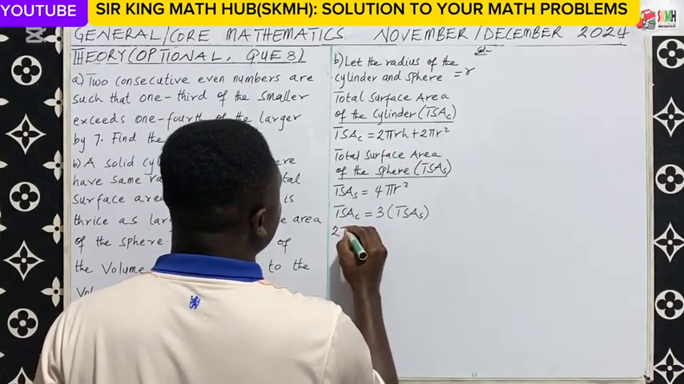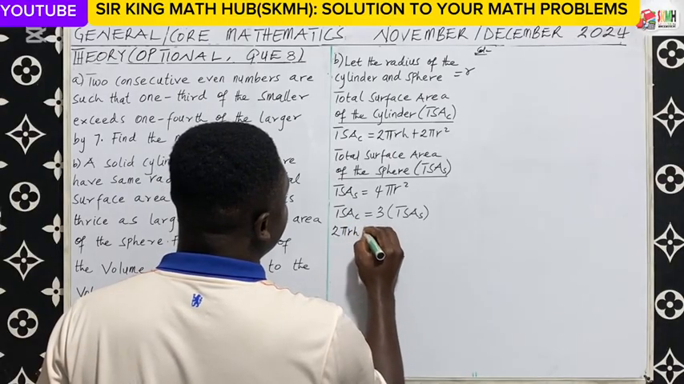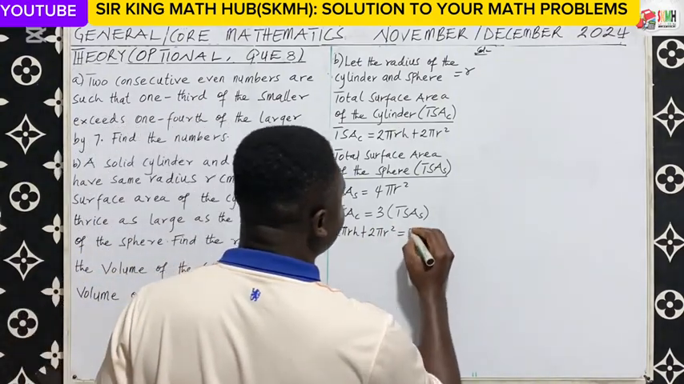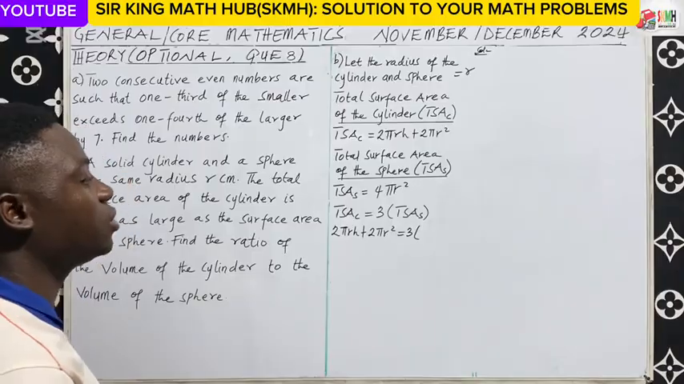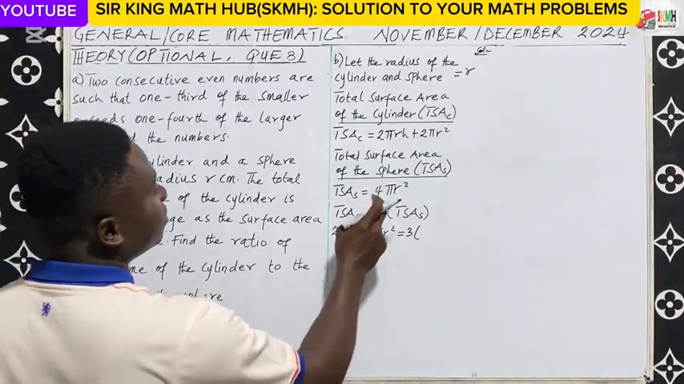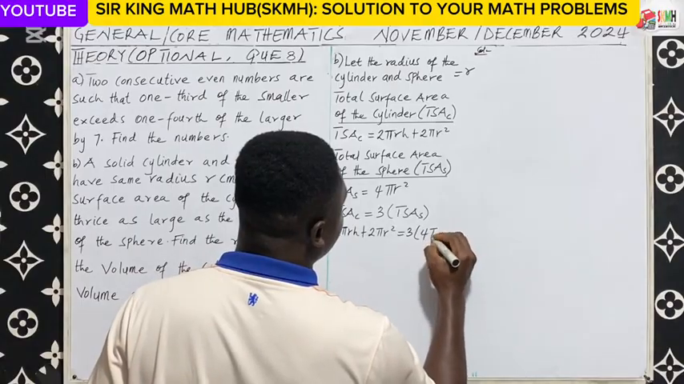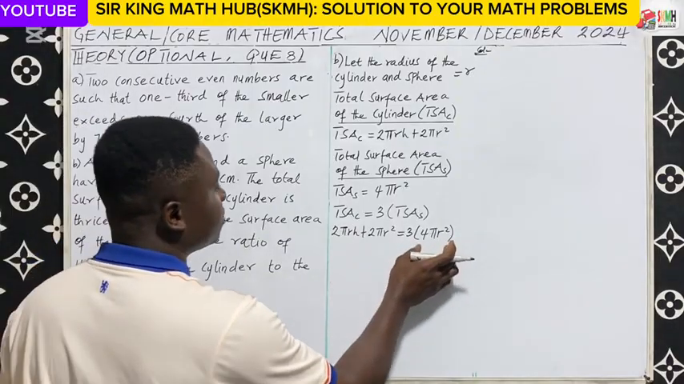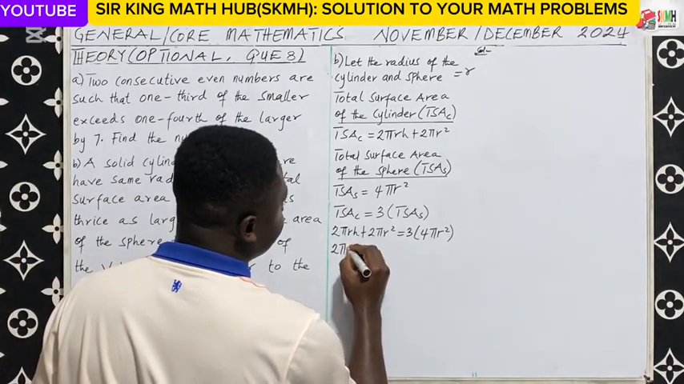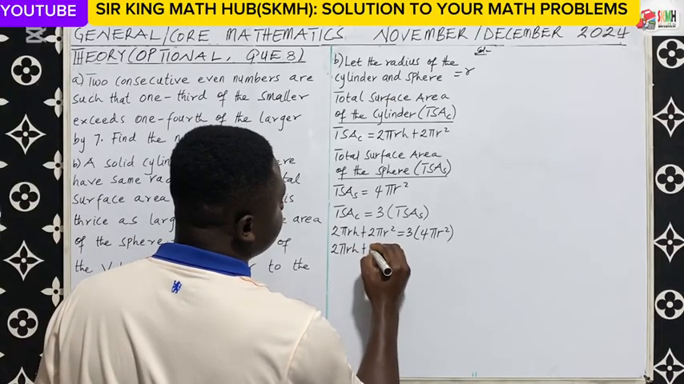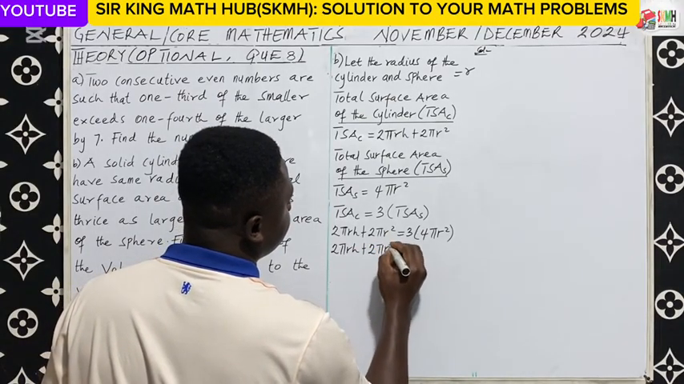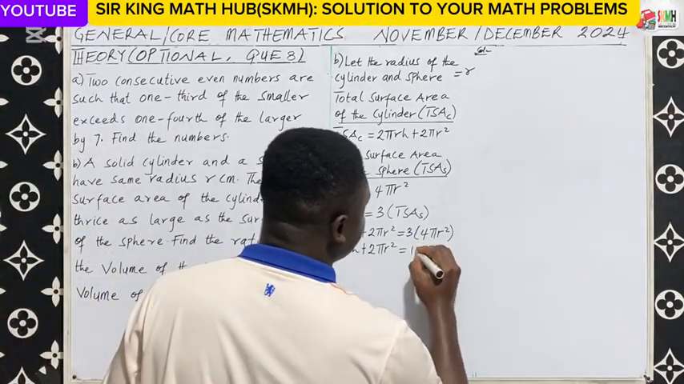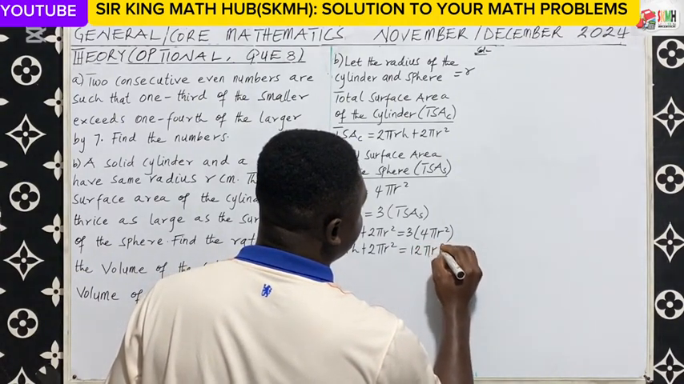So that was 2 pi rh plus 2 pi r squared. And this should be equal to 3 multiplying the total surface area of the sphere. And the expression was 4 pi r squared. So we can expand the brackets on the right hand side of the equal sign. 3 multiplied by 4 pi r squared, 12 pi r squared.